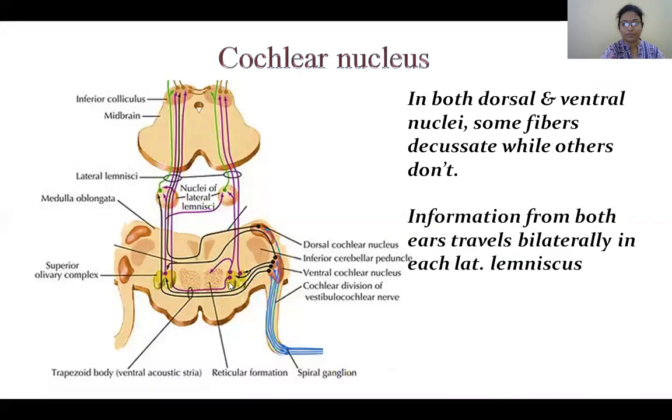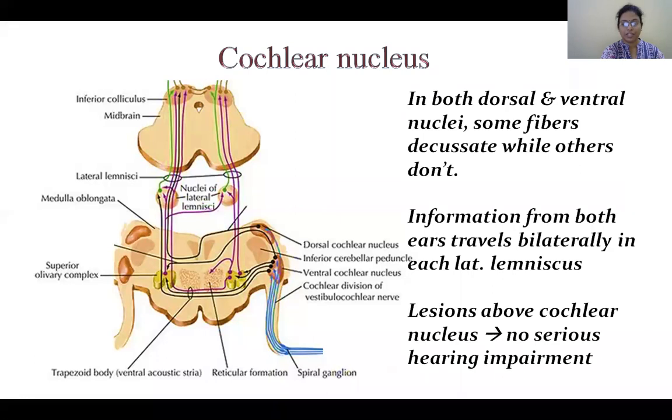So information from both the ears reaches the bilateral lateral lemniscus. If there is a lesion above this area, meaning beyond the cochlear nucleus, it will not cause any serious hearing impairment because information from both the ears reaches both the lateral lemniscus. If there is a lesion before this cochlear nucleus, it will lead to unilateral ipsilateral deafness.